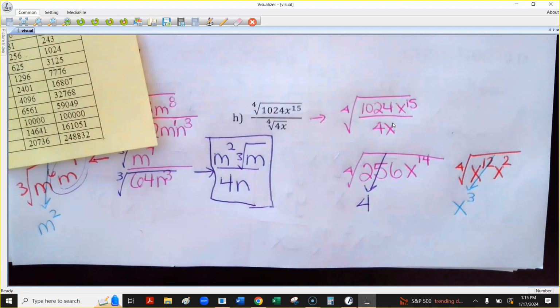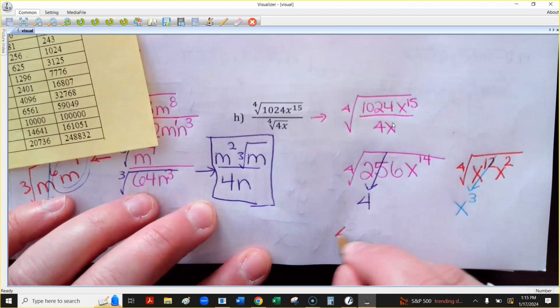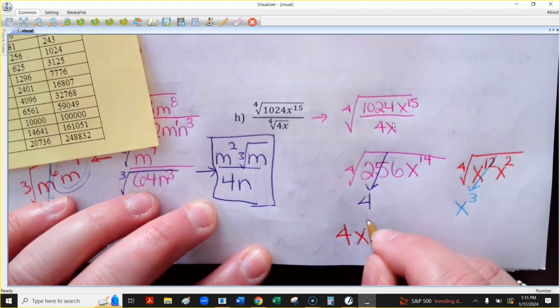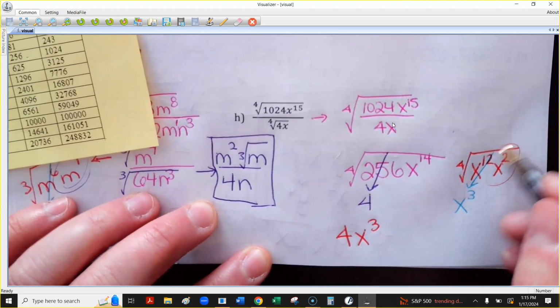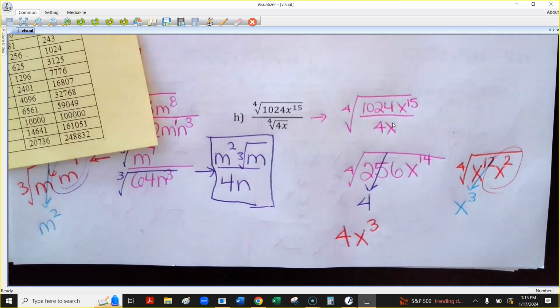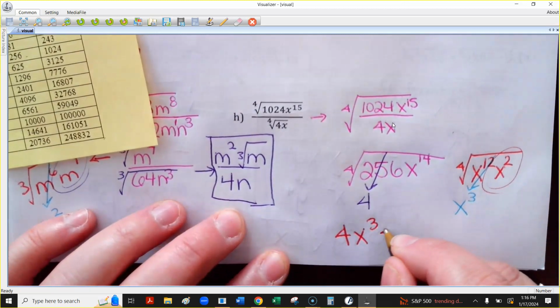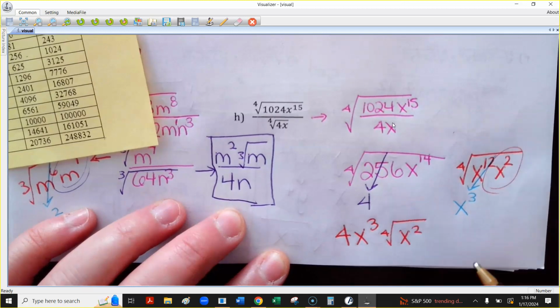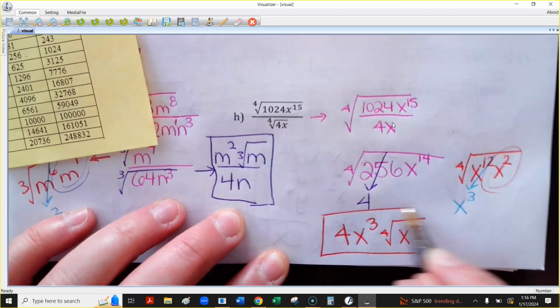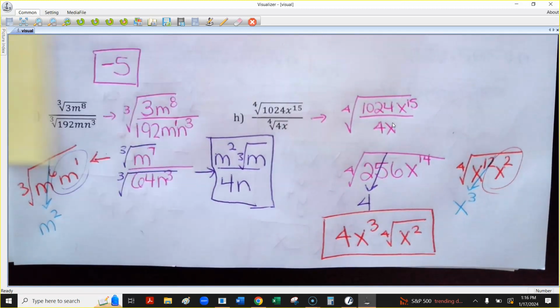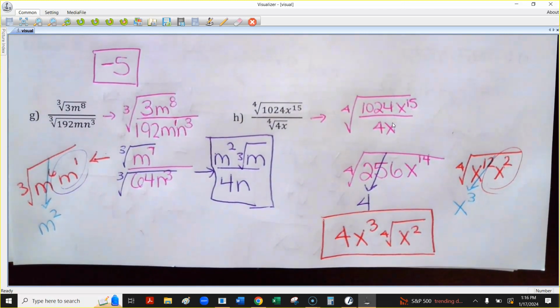So I pulled out 4 from the 256, x cubed, and then this x squared, we can't divide that 2 by 4, so that's going to be stuck under the fourth root. As long as your exponent is smaller than the index of your root, you can't simplify that any farther. Is anybody having a question?